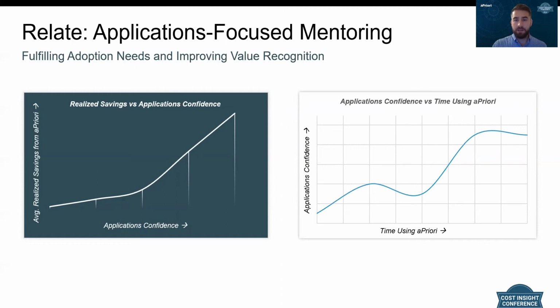The second piece we found was that as folks continued to use aPriori, their confidence in these applications increased. The big takeaway here is that we shouldn't take for granted that folks are coming into using aPriori, or this new tool, with these methodologies already locked down, right? These are often underrepresented skill sets that we need to be intentional about training. We saw the correlation to value, and we really need to be intentional about training on these because they're not always held by everybody coming in to use aPriori. A lot of times these are somewhat new methodologies, especially with the data available that aPriori is giving. So those are two things I'm going to leave you with around the importance of applications focus in mentoring.